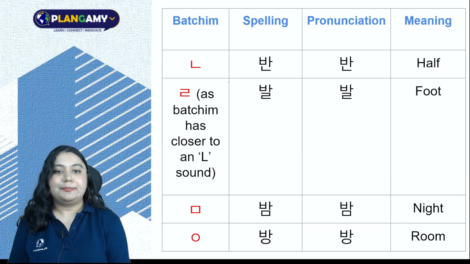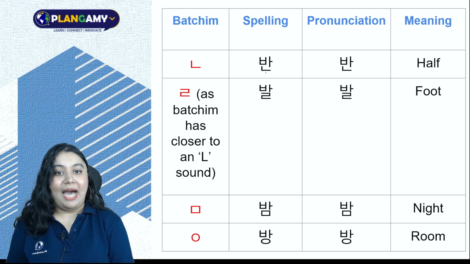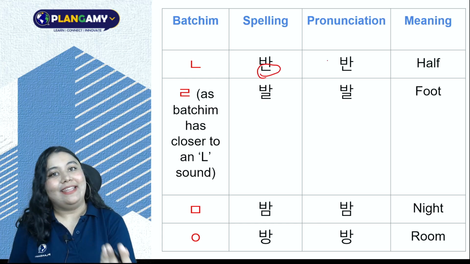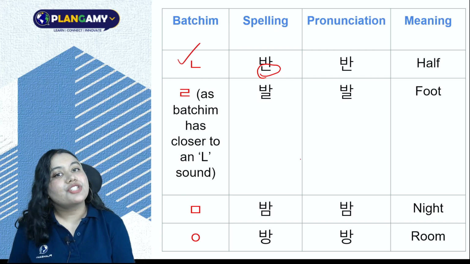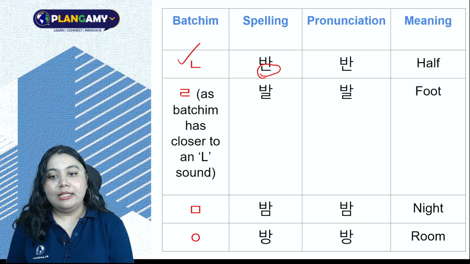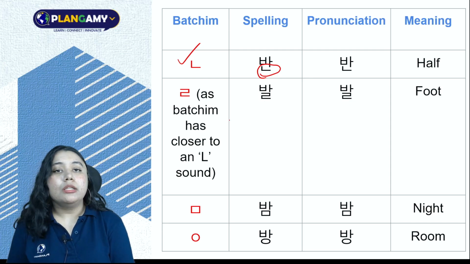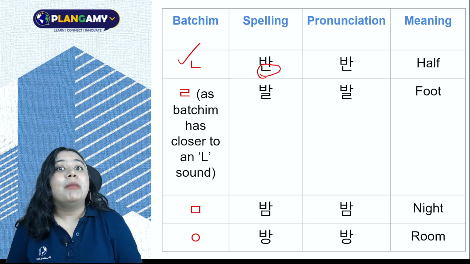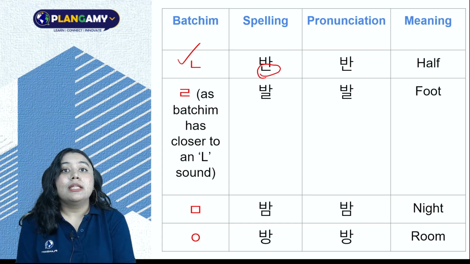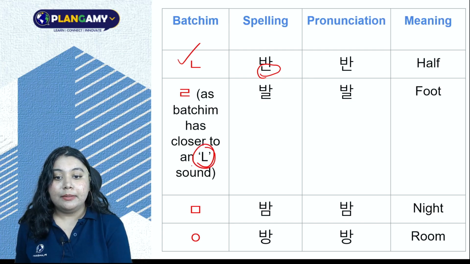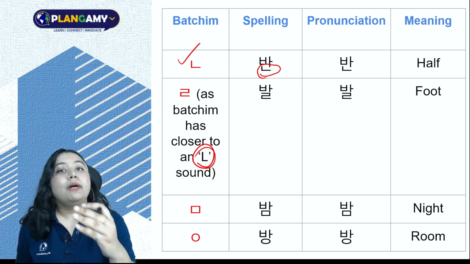Next batch. Now, bhan, n. There is no change for n. Bhan remains bhan. N remains n. No change for n. Similarly, rl. Now, we know that rl, this consonant has two sounds. But whenever it's appearing as bhachim, the sound is closer to an L.